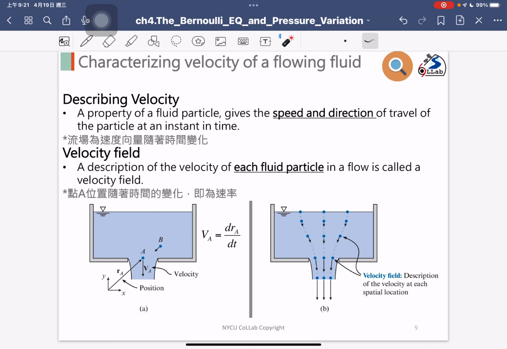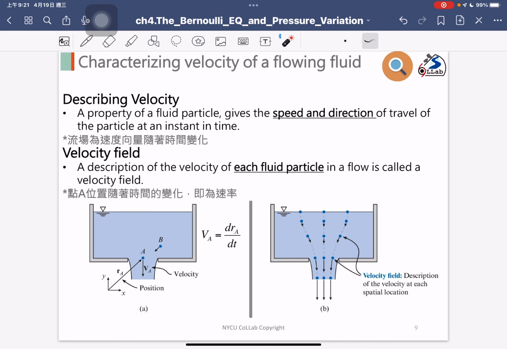Okay, and what is the velocity field? The velocity field is a description of the velocity of each fluid particle in a flow. That means on the left hand side we show the arrow. The arrow indicates the different velocity vector with the speed and the direction. So that figure shows how we can describe the velocity. And in the right figure, we plot all the velocity vectors along the streamline. Then we move to another point here, and we can draw a different arrow at the different point.